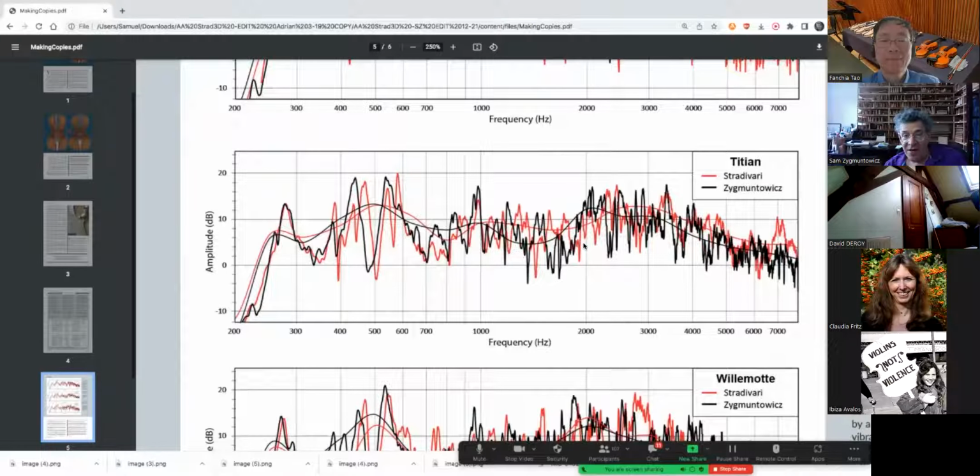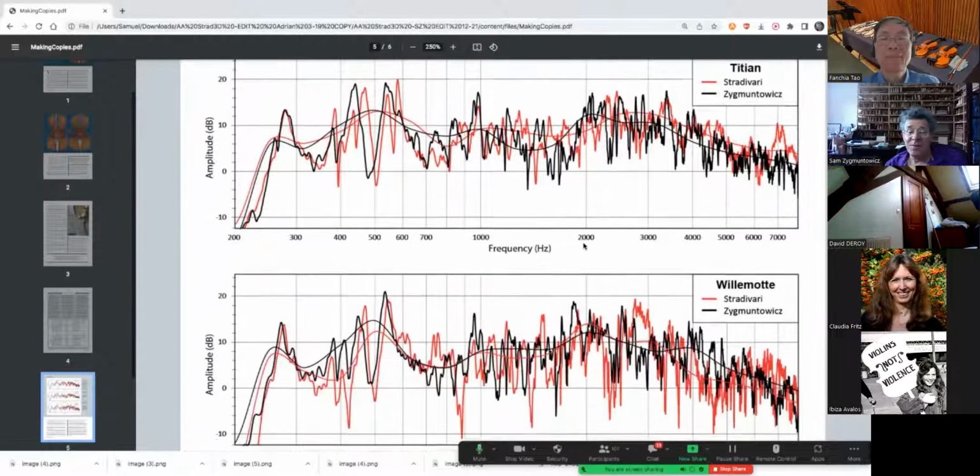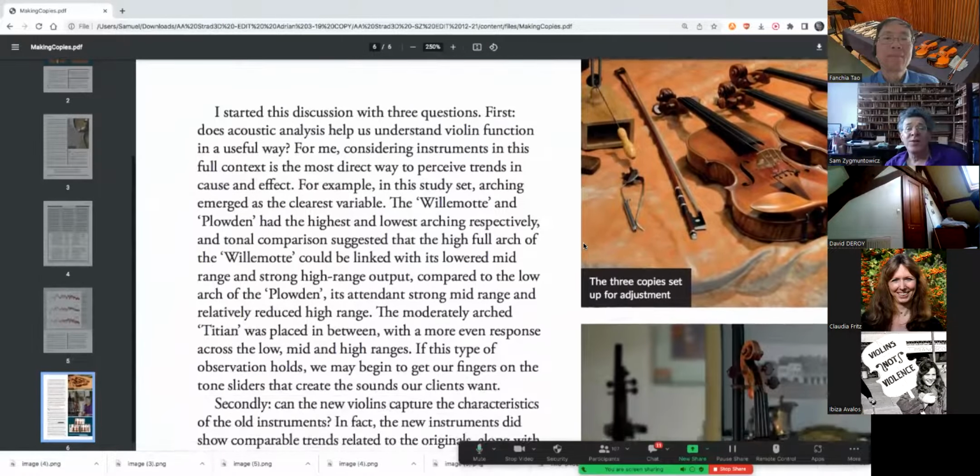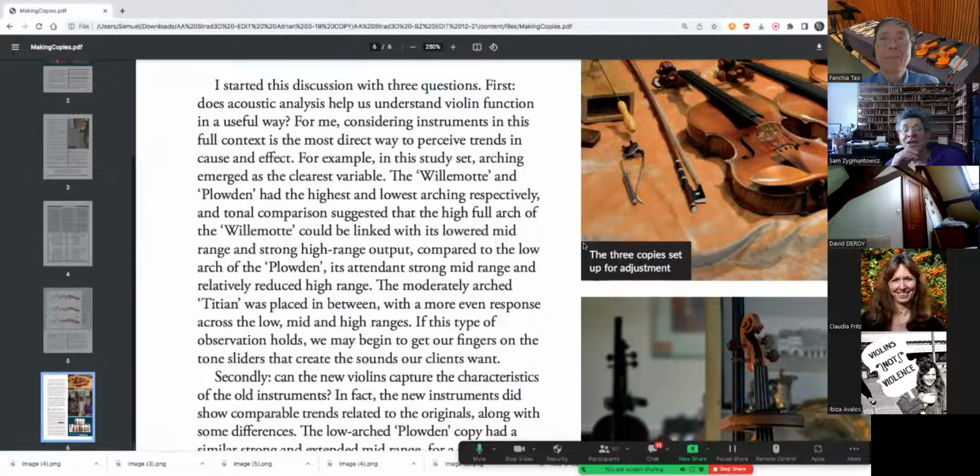But if I may, and people could dispute it, when we come to the conclusions, we had three questions. Does acoustic analysis help us understand violin function in a useful way? To summarize, I think so. I think that arching was the clearest variable I could see here. The Wilmot and the Plowden had respectively the highest and the lowest arching. To me, the tonal comparison suggested that the full high arch of the Wilmot could be linked with its lowered mid-range and strong high-range output compared to the low arch of the Plowden.